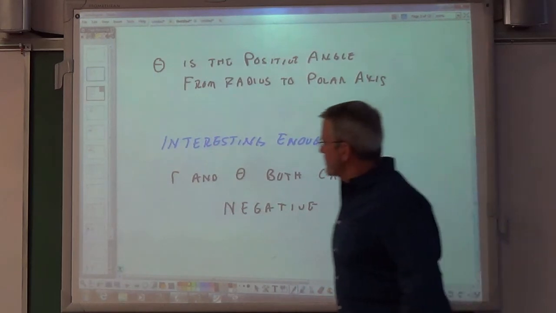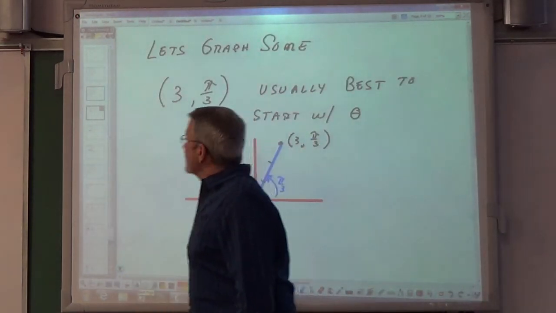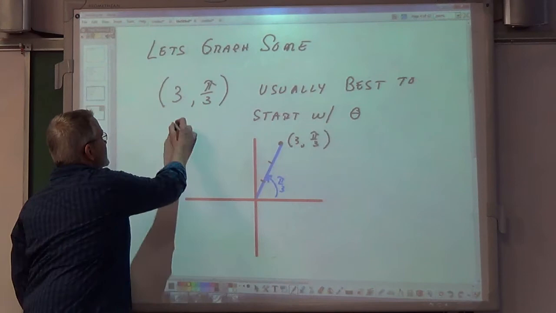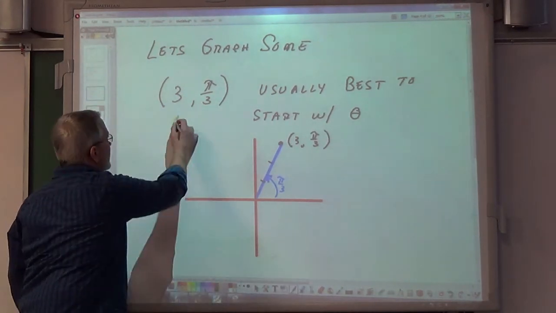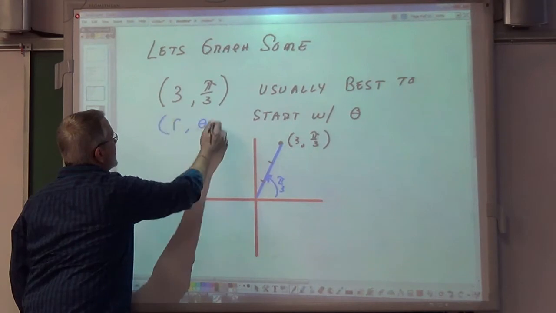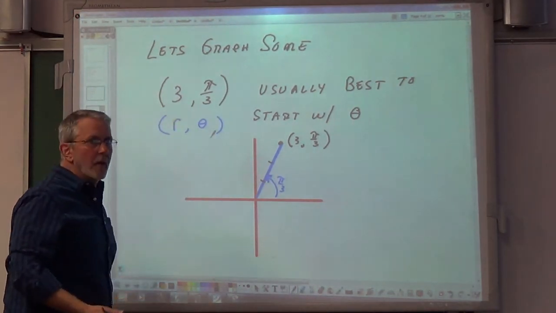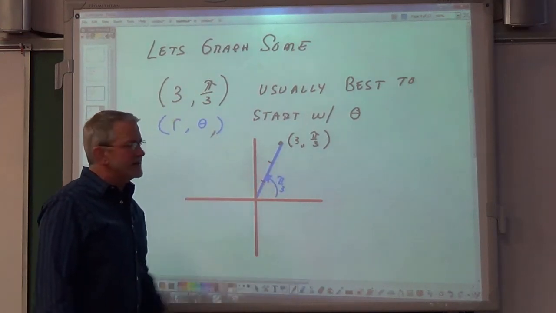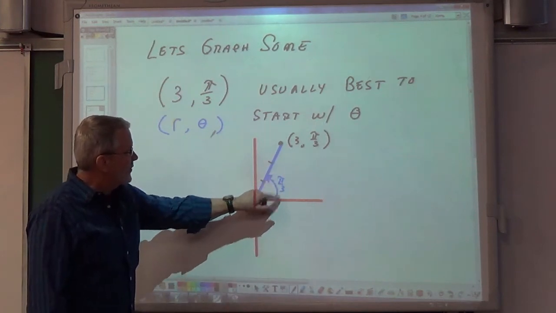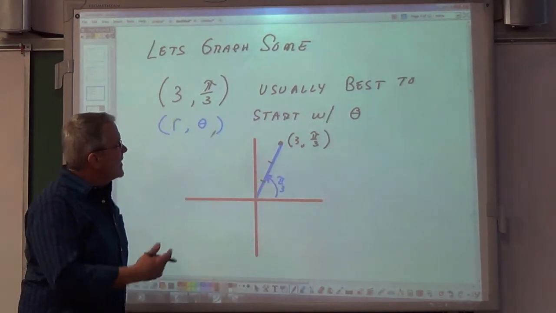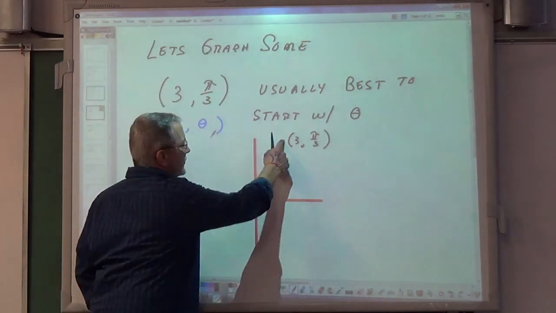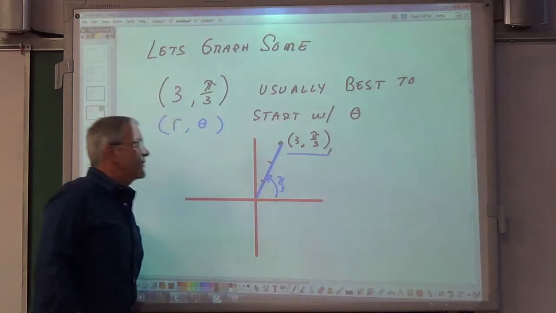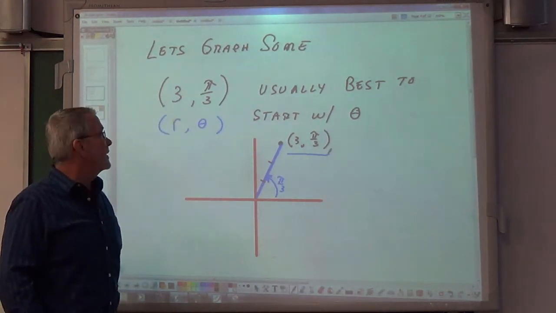So let's do a couple examples right here. Let's graph the point (3, pi over 3). Keep in mind this is our r and this is our theta. It's always best to start out with theta. Know how far around you're going to go. Positive angles measure counterclockwise. So I'm going to go up pi over 3 radians for that angle. And then for r, I'm going to go out 3 units. 1, 2, 3. This gives me the point (3, pi over 3) in polar coordinates.